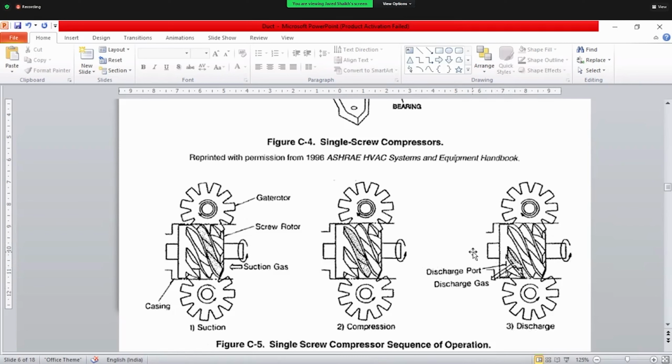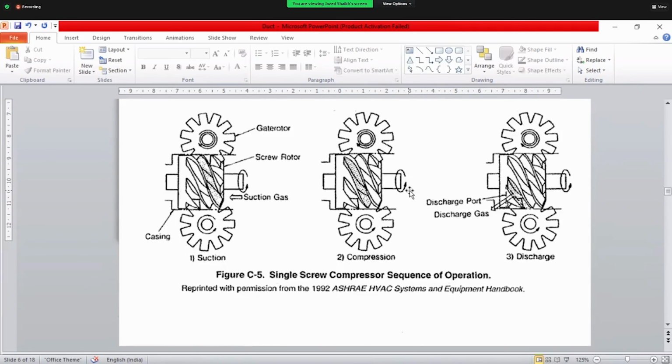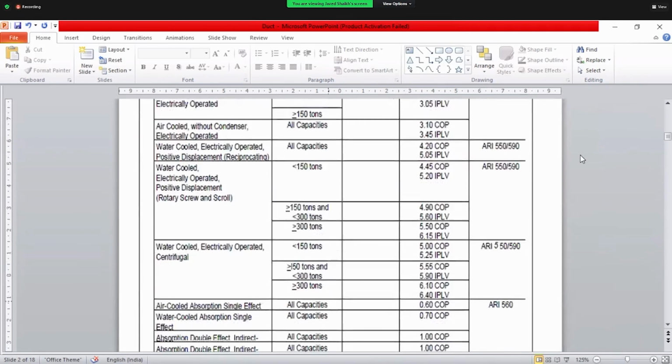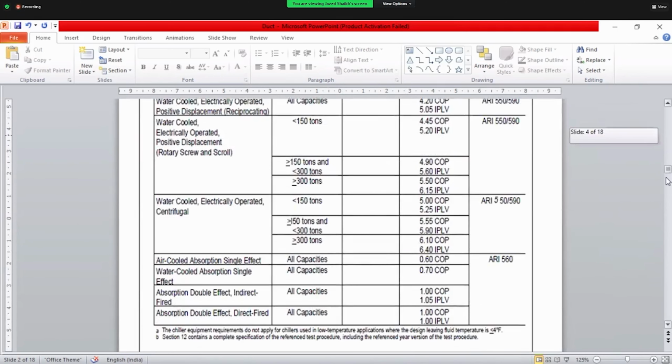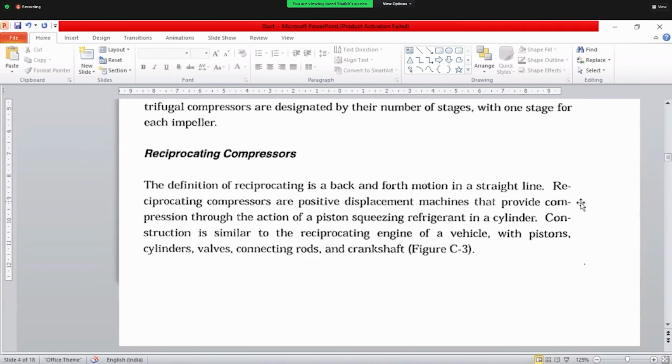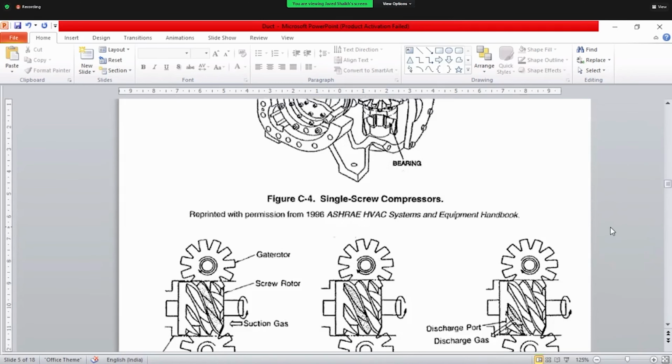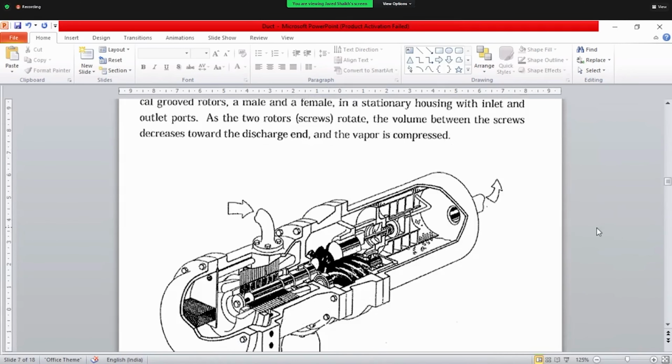So what is discharge? Discharge is high pressure, high temperature. Suction is low pressure, low temperature. Okay, so this is a single screw and this is a twin screw. So single screw and twin screw.